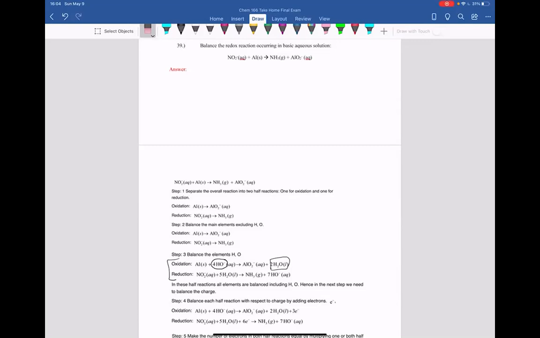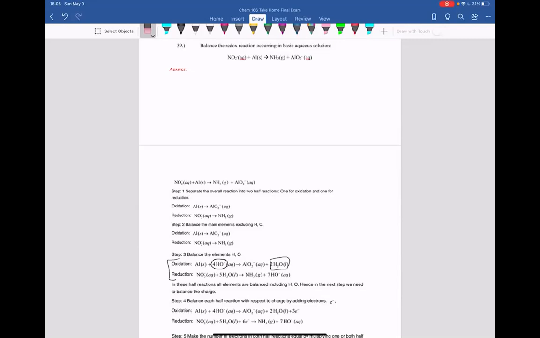But then you can't add in H plus, because that would be in an acidic solution. You can't add protons in by themselves. So you basically need enough hydroxides where you're still creating some oxygens from the H2O, but you don't have any protons by themselves. Does that make sense?